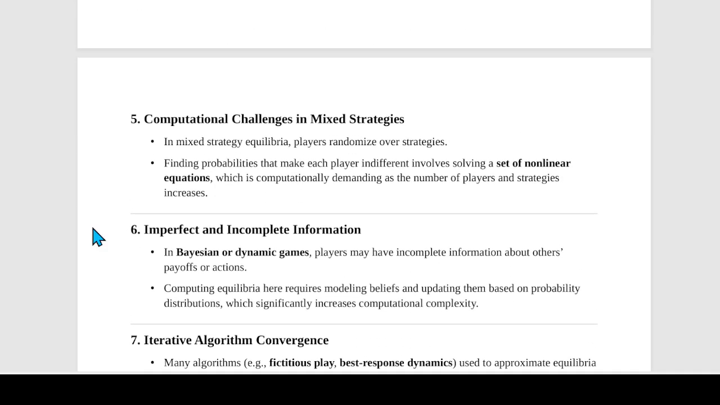Then we have computational problems with mixed strategies. Now, what do these do? Players randomize strategies by using probabilities in mixed strategies. To compute this, computers must solve non-linear equations. And as the players and the strategies increase, this becomes very, very slow.